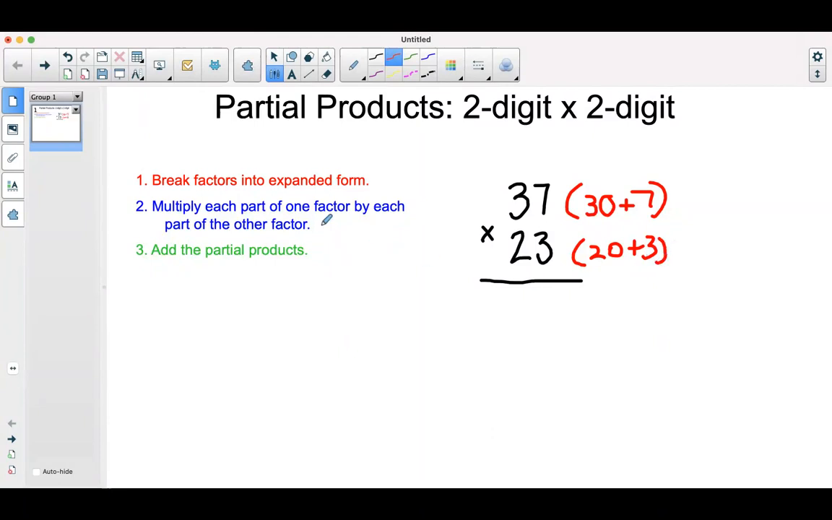Step 2 tells us that we're going to be multiplying each part of one factor by each part of the other factor. So we're going to start with this 3 here. I like to start with my ones. So I'm going to take this 3 and multiply it by the first part of my factor up here. So I'm going to take 3 times 7 and write down this multiplication sentence down here to remind myself that I have taken one part of the top factor and one part of the bottom factor.